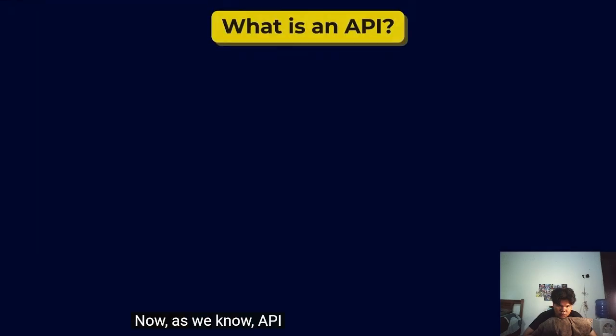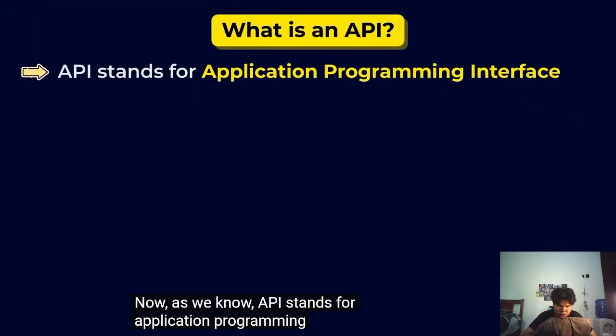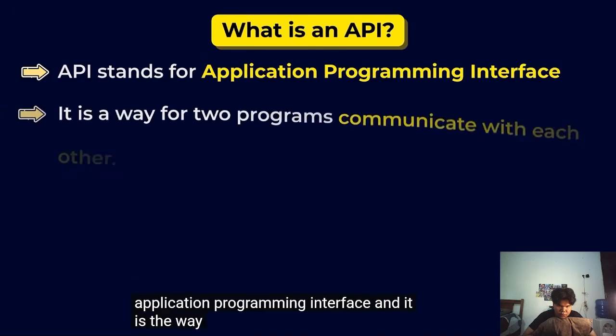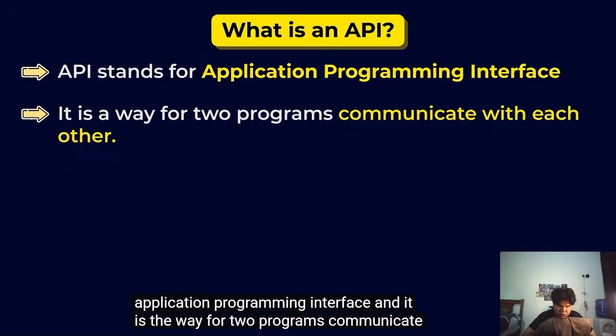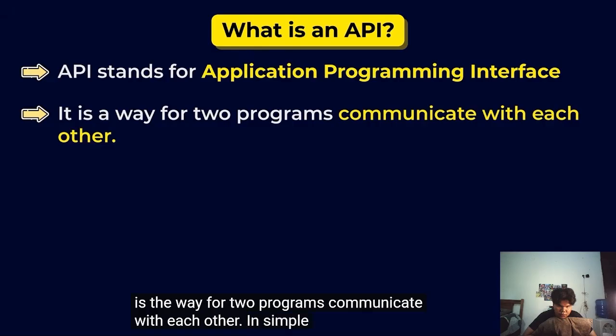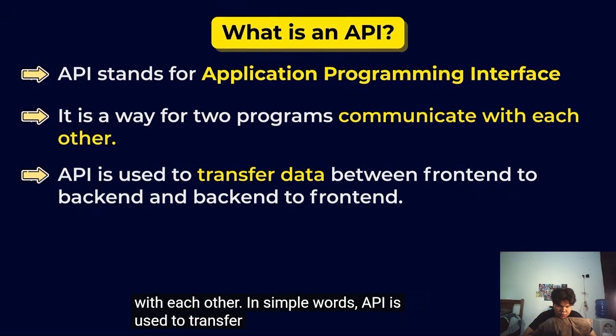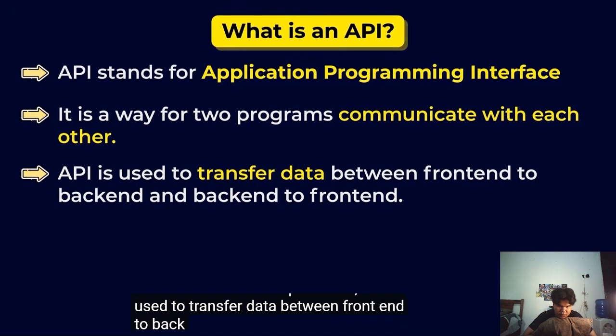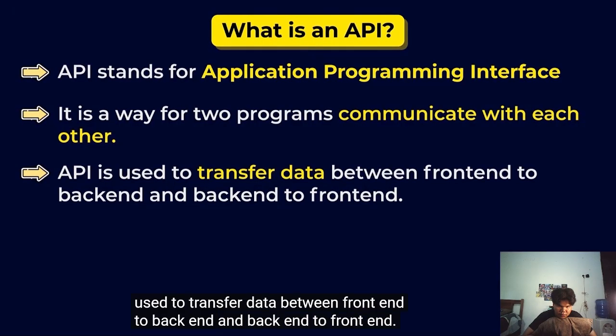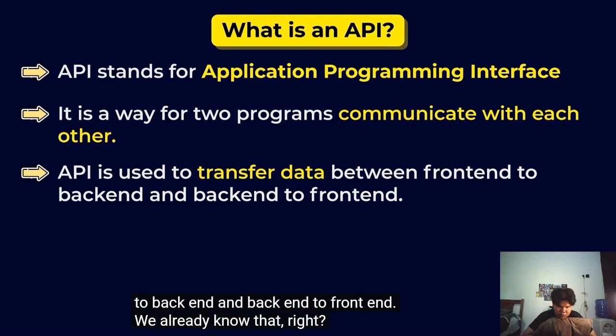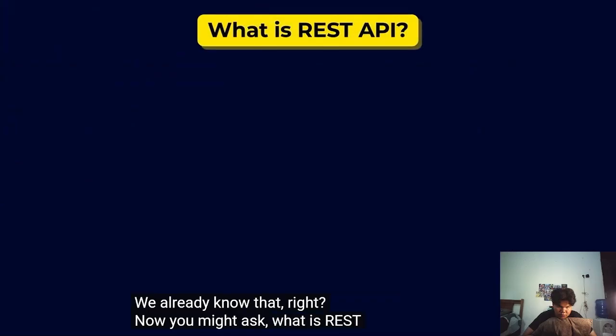Now, as we know, API stands for Application Programming Interface, and it is the way for two programs to communicate with each other. In simple words, an API is used to transfer data from frontend to backend and backend to frontend. We already know that, right? Now you might ask, what is a REST API?